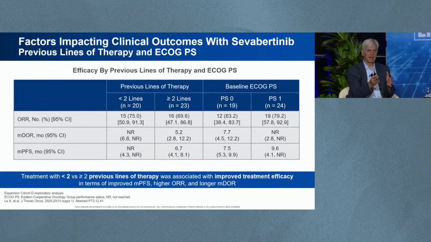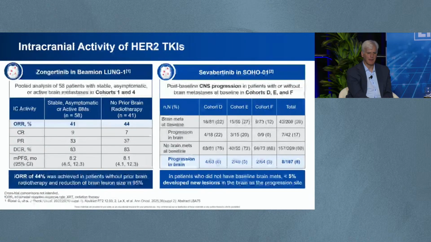In terms of what impacted the outcomes of patients on cevabertinib, as you can see, previous lines of therapy made a significant difference. Patients who had been exposed to less than 2 lines of therapy had a response rate of 75%, truly excellent. Somewhat lesser responses in patients who had received multiple lines of therapy beforehand.